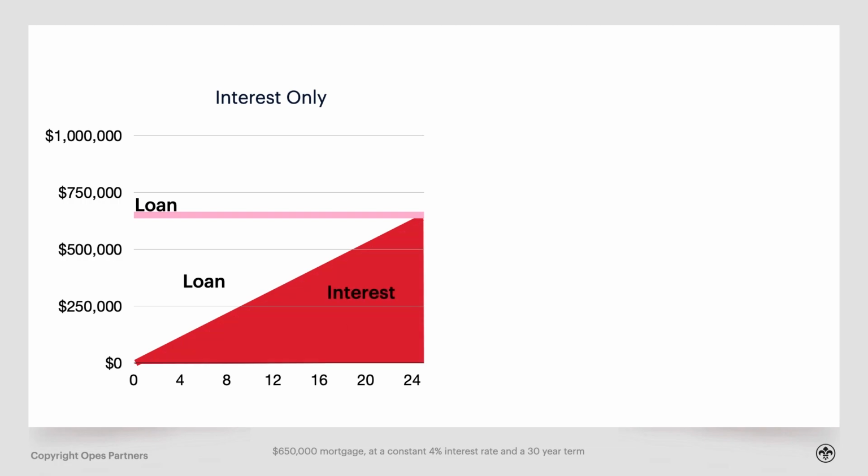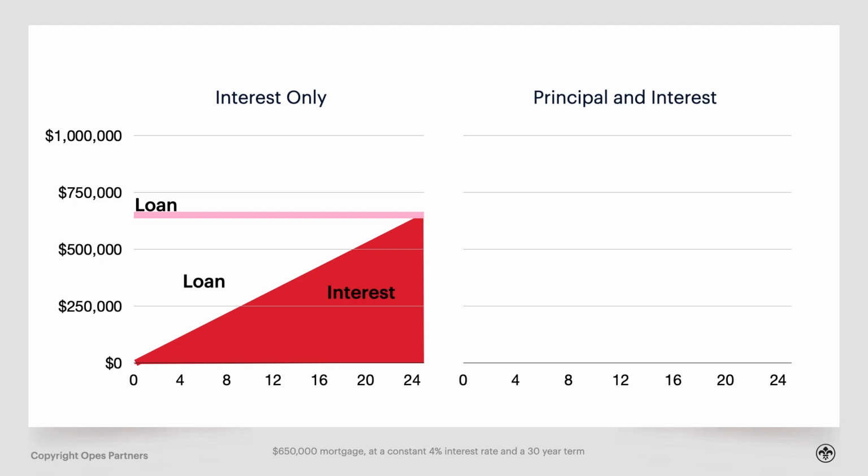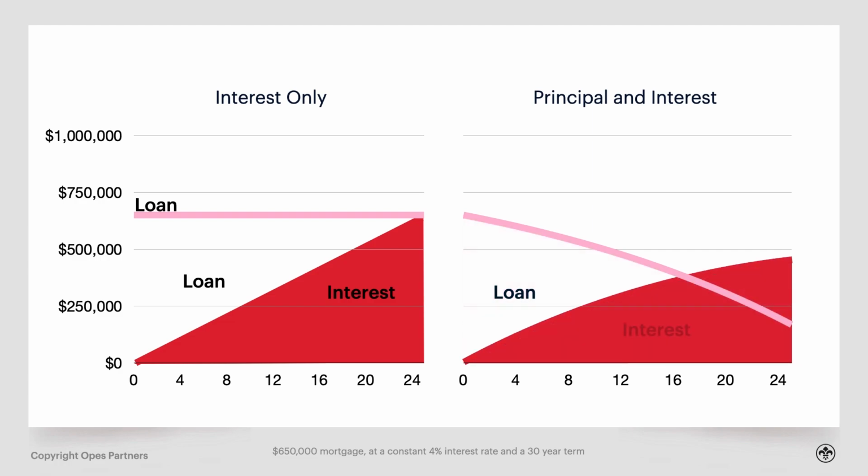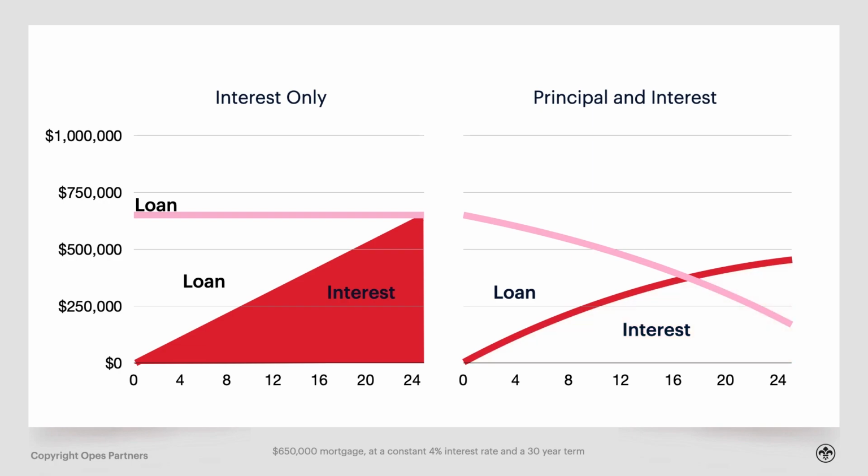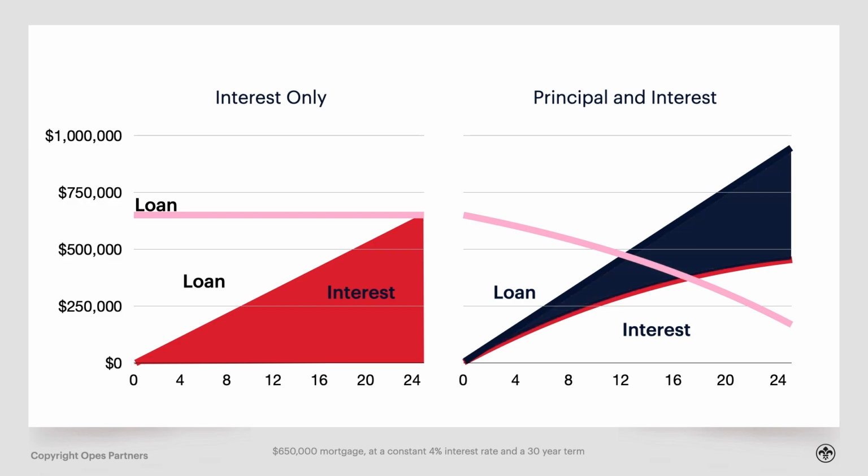Now, if I compare that to principal and interest, what happens to your loan? Well, it goes down because you're slowly paying it off. And if the size of your loan is decreasing, well, what happens? You start to pay less interest because the size of your loan has gone down. Now, what's important to note is, of course, you still have to pay down that debt. We still need to take into account those principal repayments you're making.